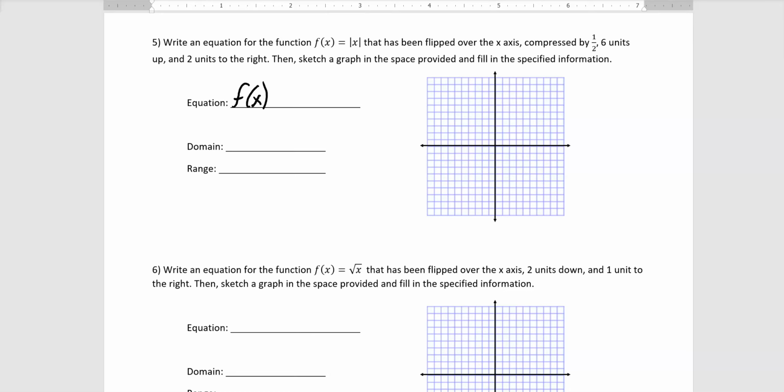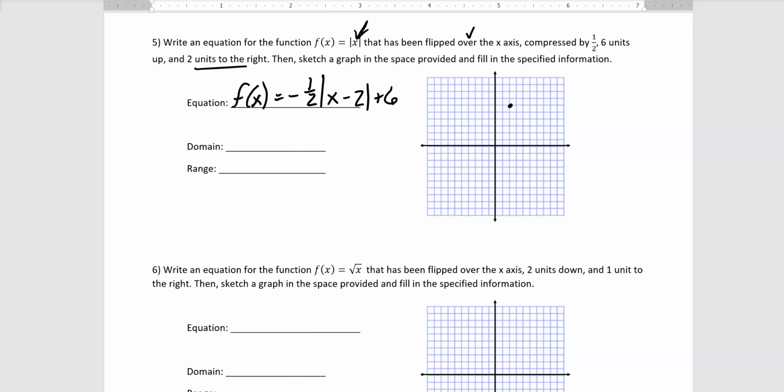So f of x equals, flipped over the x-axis, so that we'll have a negative, compressed by 1/2, so we'll have 1/2. 6 units up, 2 units to the right, we'll need that first. So inside the absolute value, since that's our parent function, we will do x minus 2, that's our 2 units to the right, and then up 6 units, so plus 6. Okay, so whereas our lowest point of our absolute value would generally be at 0, 0, we will now need to shift that 2 units right, 6 units up, put me here, and think about our quote-unquote slope here.